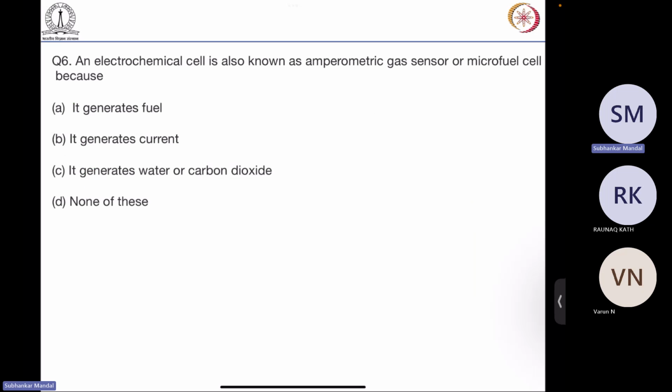Question 6: an electrochemical cell is also known as an amperometric gas sensor or microfuel cell because it generates fuels, it generates current, it generates water or carbon dioxide, or none of these. What will be the answer?